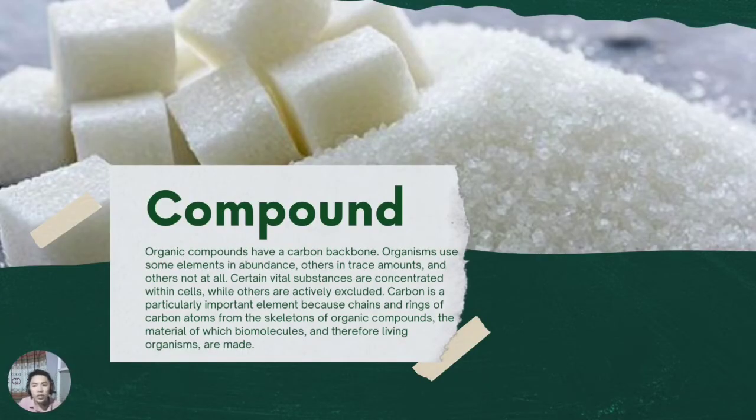There are four major categories of organic compounds in living things, technically known as bioorganic compounds: lipids, carbohydrates, proteins, and nucleic acids. Organic compounds have a carbon backbone. Organisms use some elements in abundance, others in trace amounts, and others not at all. Certain vital substances are concentrated within cells, while others are actively excluded. Carbon is a particularly important element because chains and rings of carbon atoms form the skeletons of organic compounds, the material of which biomolecules, and therefore living organisms, are made.